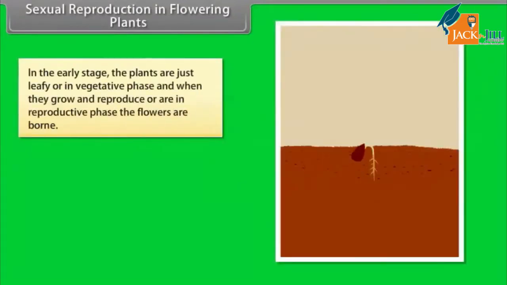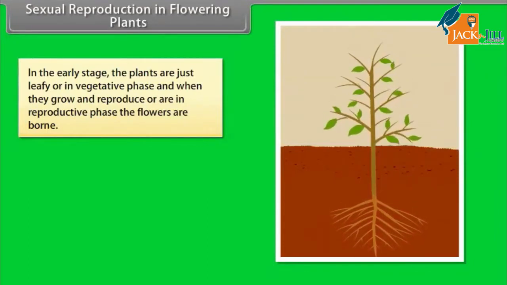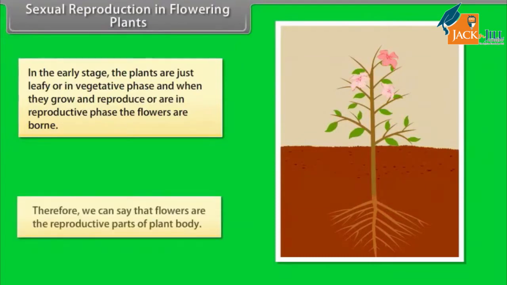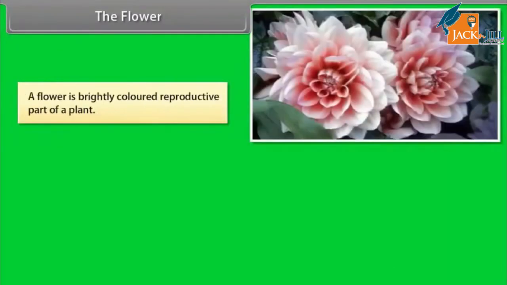Sexual reproduction in flowering plants. In the early stage, the plants are just leafy or in vegetative phase, and when they grow and reproduce, or are in reproductive phase, the flowers are born. Therefore, we can say that flowers are the reproductive parts of the plant body. The flower. A flower is a brightly colored reproductive part of a plant.